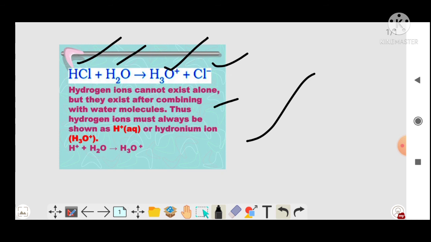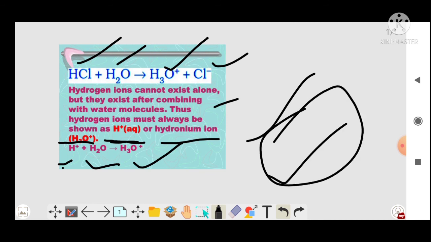दस हाइड्रोजन आयन्स मस्ट ऑलवेज बी शोन एज H प्लस (AQ), मीन्स एक्वास. ओके, और हाइड्रोनियम आयन ऐसे ऑलवेज शो करता है, H प्लस + H2O इक्वल टू H3O प्लस, दैट इज हाइड्रोनियम आयन. Hydrogen ion cannot exist alone, but they exist after combining with water molecules. This is very much important.